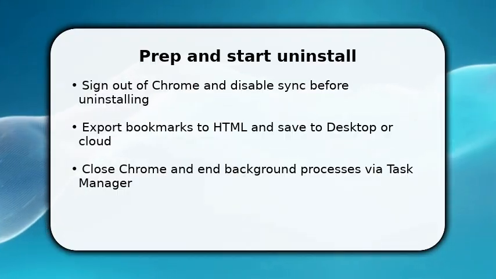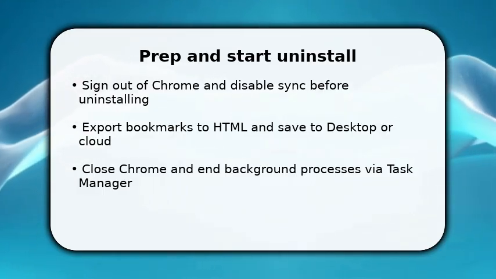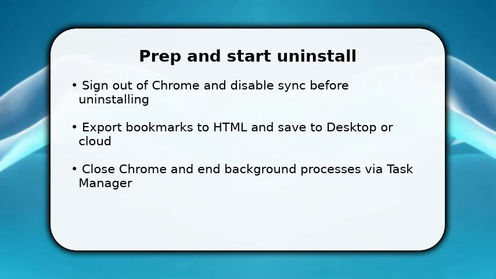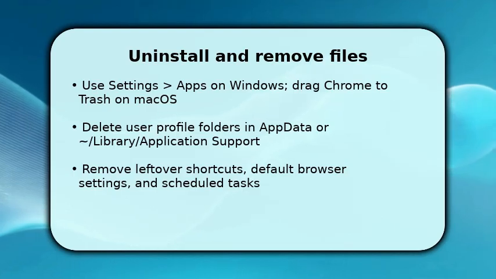Once done, open your system's apps or program settings. On Windows, go to Settings Apps. On Mac OS, open Applications, so you can start the actual removal step. You now uninstall Chrome through the OS. On Windows, choose Chrome from Apps and hit Uninstall. On Mac OS, drag Chrome to Trash and empty it.